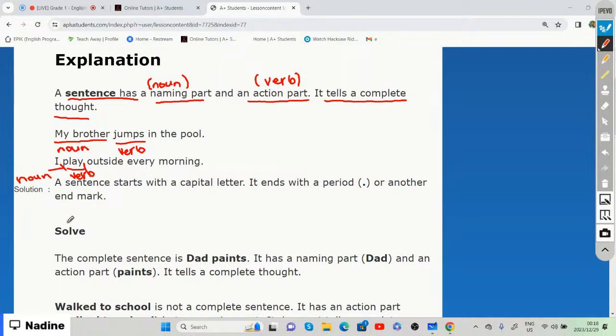And we see the sentence always starts with a capital letter and it always ends with a period or another end mark, which we said can either be an exclamation mark or it can be a question mark.